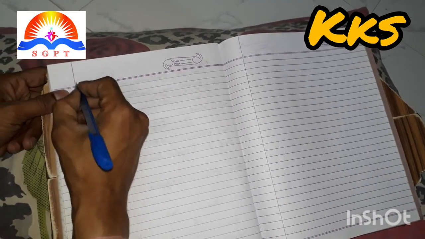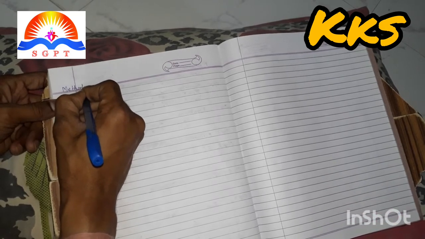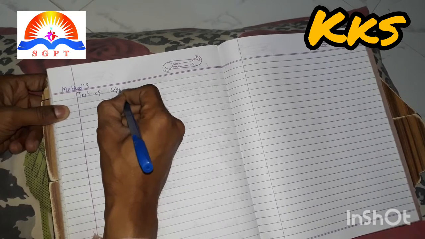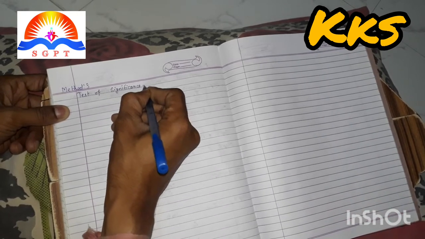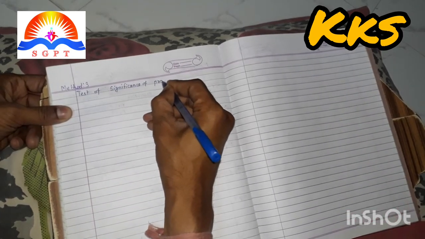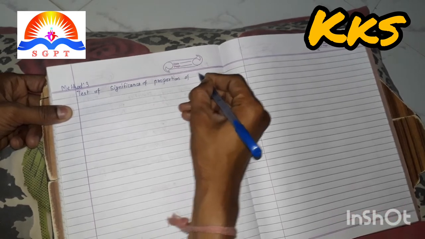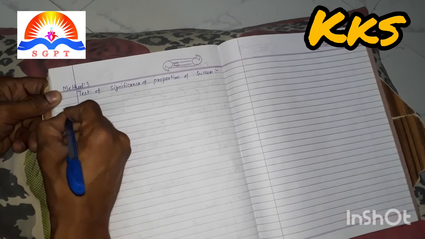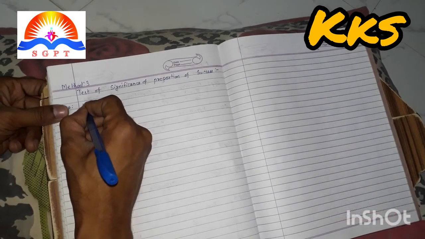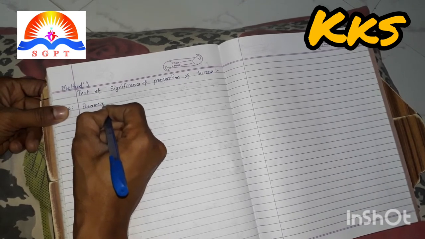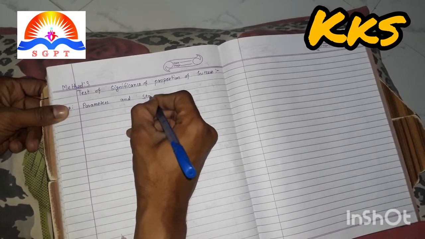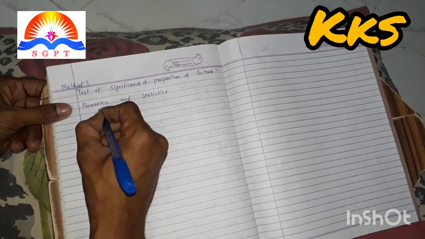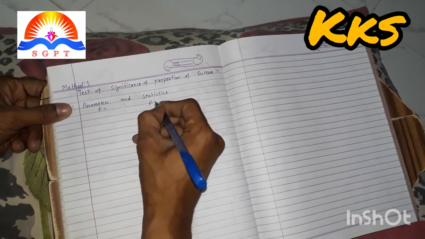Now we will see the third method, method number 3: test of significance of proportion of success. Step one will be statistics and parameters. In the statistics and parameters, there will be P, small p.